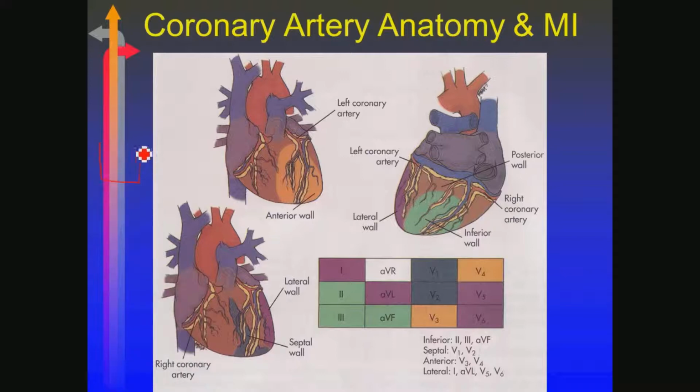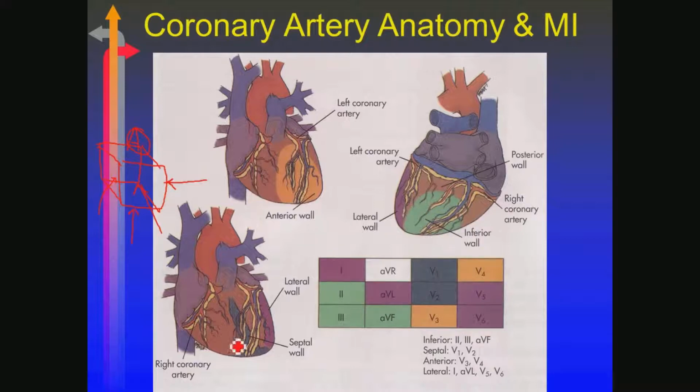We think of the heart as a box. You have septal here. You have inferior there. You have anterior there. You have lateral there. And this is your atrium. So we don't talk about that top at all. But those are the walls that we're dealing with. First of all, looking at the inferior wall, leads 2, 3, and AVF. And here you can see the inferior portion we're talking about, and it's fed by the right coronary artery, right there.